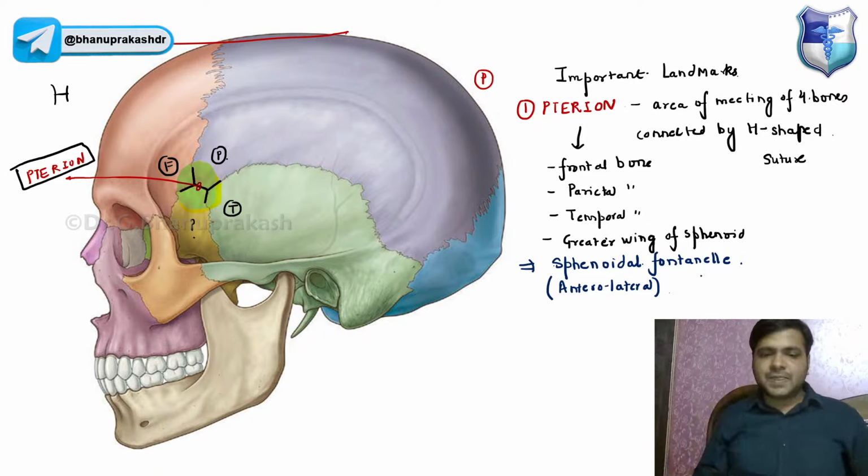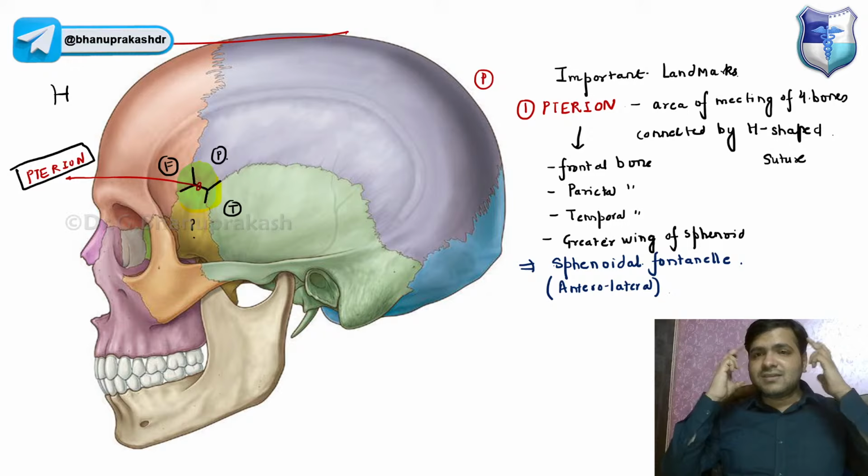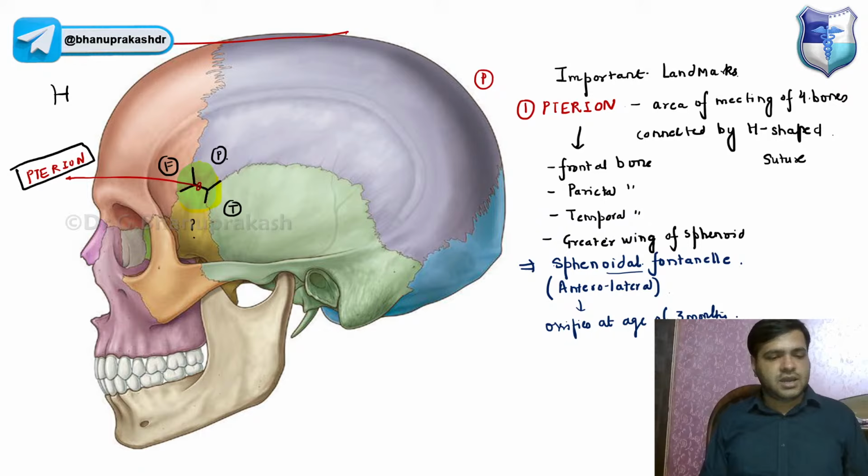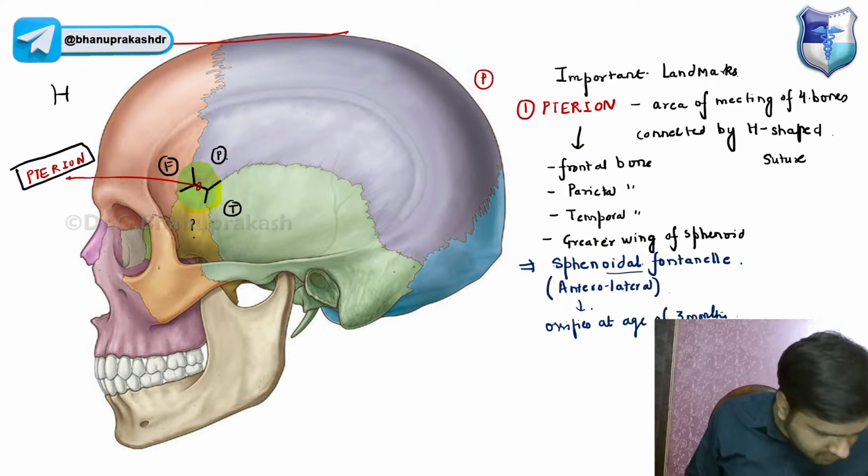So basically, it ossifies at the age of 3 months, guys. Initially, whenever a newborn is there, they will be having this membrane below the pterion. It is called the sphenoidal fontanelle, or anterolateral fontanelle, and it ossifies at the age of 3 months.